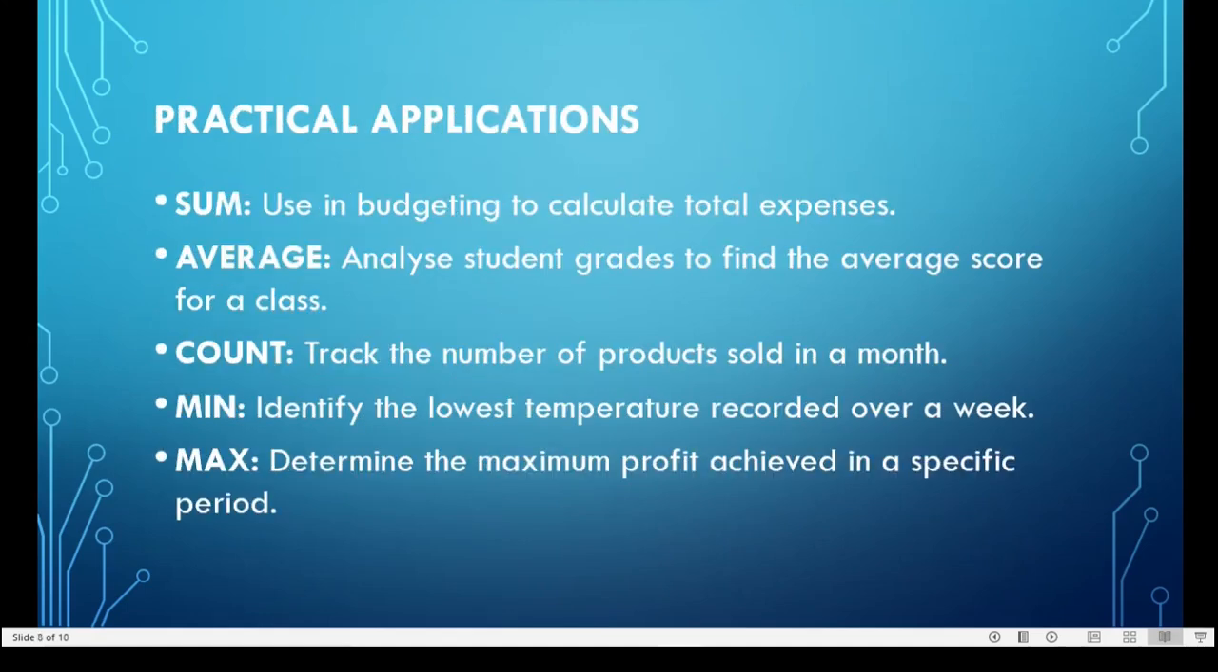Practical applications. You can use the sum function in budgeting to calculate total expenses accurately and efficiently. The average function can analyze student grades to find the average score for a class, providing valuable insight. The count function can track the number of products sold in a month, helping with inventory management. The min function can identify the lowest temperature recorded over a week, essential for weather analysis. The max function can determine the maximum profit achieved in a specific period, guiding future business decisions.